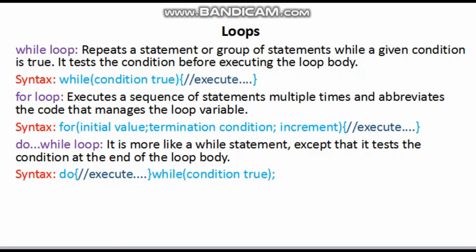Loops. A while loop repeats a statement or group of statements while a given condition is true. It tests the condition before executing the loop body. It is also known as an entry control loop. A for loop executes a sequence of statements multiple times and abbreviates the code that manages the loop variable. Do, while loop. It is more like a while statement, except that it tests the condition at the end of the loop body. It is also known as an exit control loop.